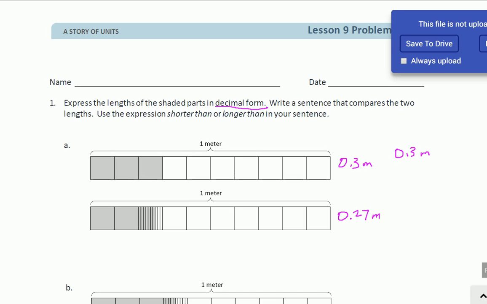So we can just simply say that 0.3 meters is, what is it? Is it longer than or shorter than 27 hundredths? Well, we can see it is longer. It's longer than 27 hundredths of a meter, 0.27 meters. All right, so go ahead and try B on your own and hit the pause button when you're ready.